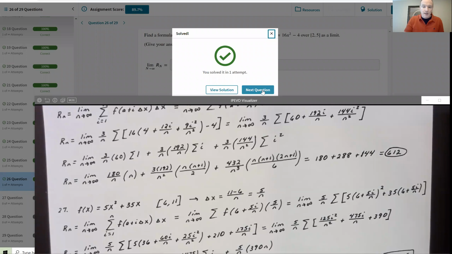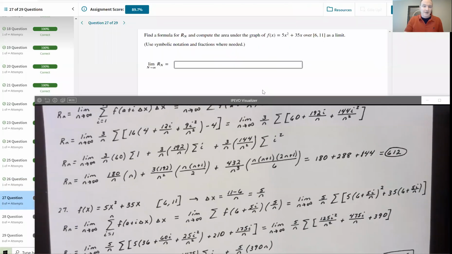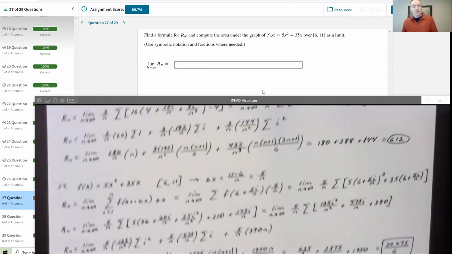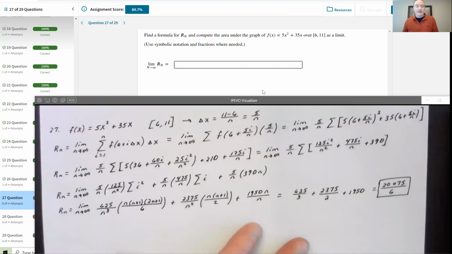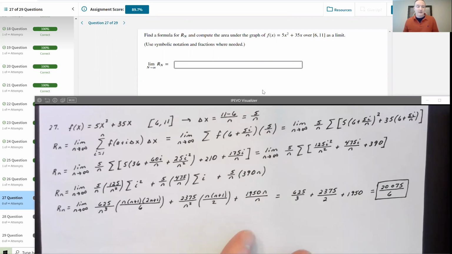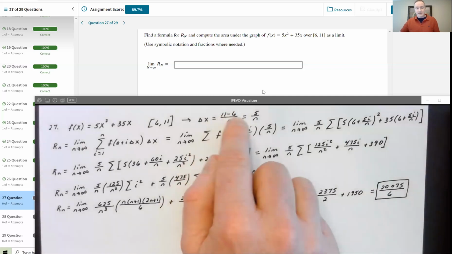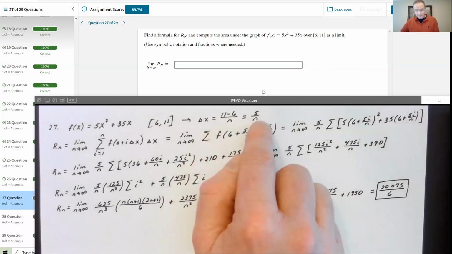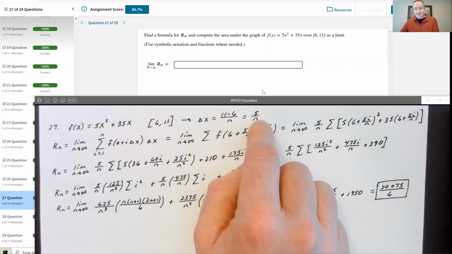We go to the next problem, 27. So in 27, again, we have a quadratic inside of this that we're trying to find the area underneath. This time 5x squared plus 35x, and we're trying to find the area using an infinite Riemann sum between 6 and 11. So then I can say, well, again, every single time delta x is going to be b minus a over n. Gives me 11 minus 6 over n, 5 over n in this problem.